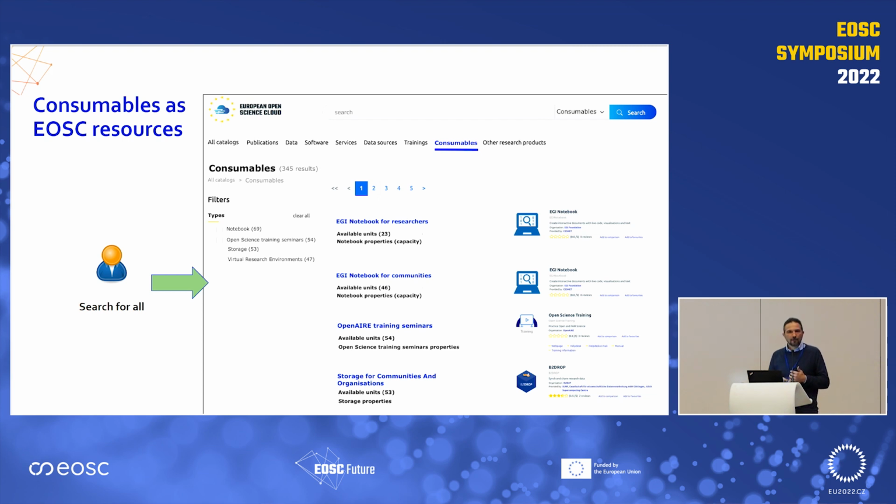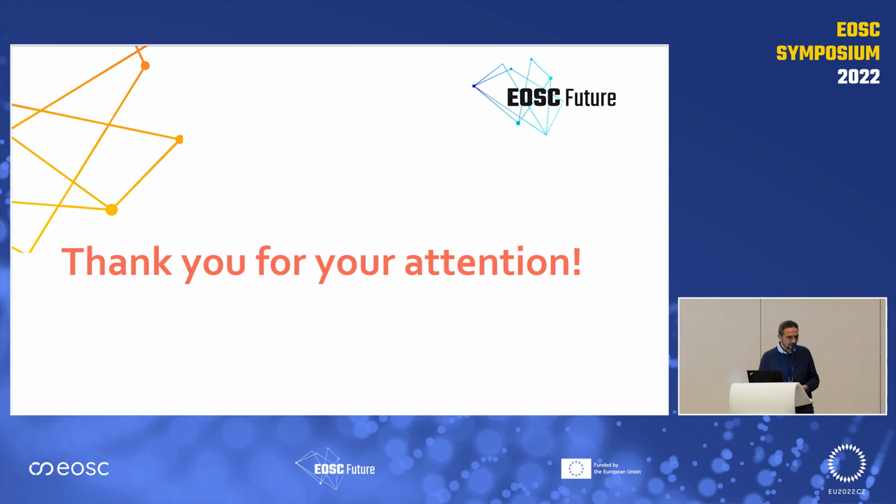There could be virtual research environments, for example, on demand, that you can request and be provided with. There can be all sorts of things that we can identify. So that's it, and that's the path we're walking. For next year, probably we will have some results. Thank you for your attention.